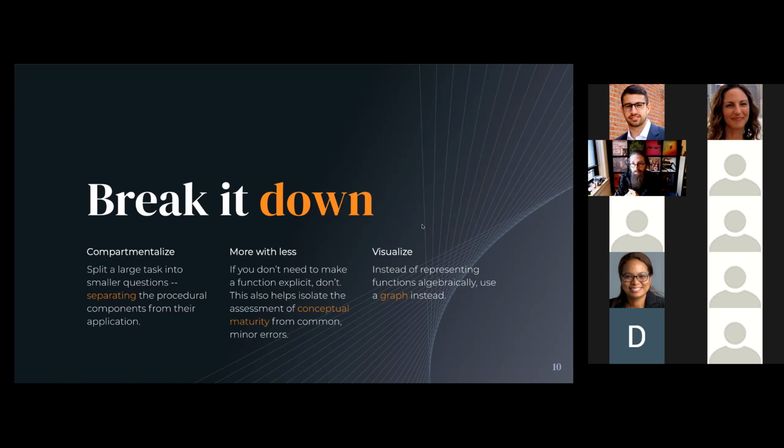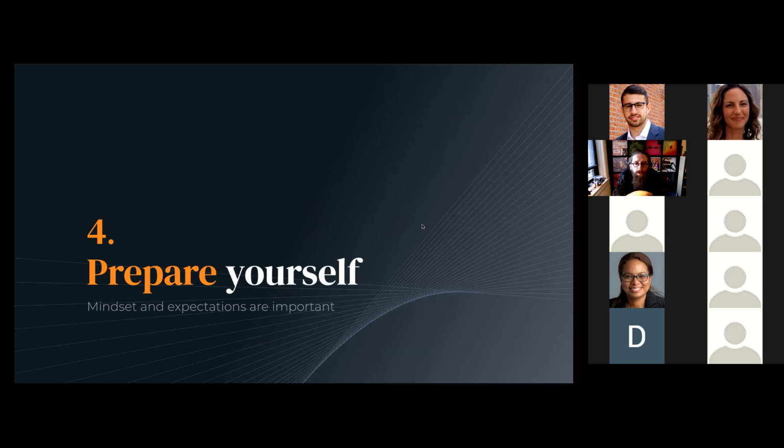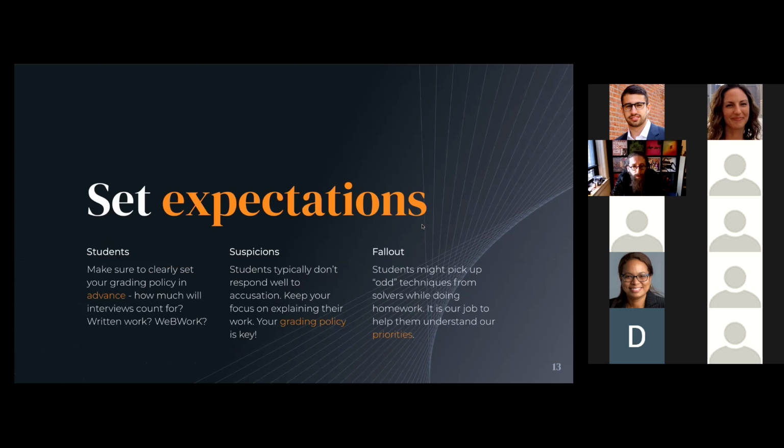And also, finally, a big component of this is preparing yourself and your students, for that matter. Coming into this with a prepared mindset and setting expectations is super important. Your students are going to need to know well in advance what your policy is for determining whether or not they're passing an exam. And this is very important when you incorporate in-person interviews. How much does that count for? What is it that you're looking for?